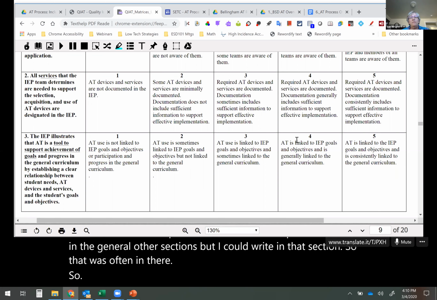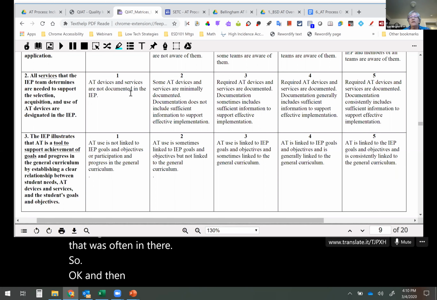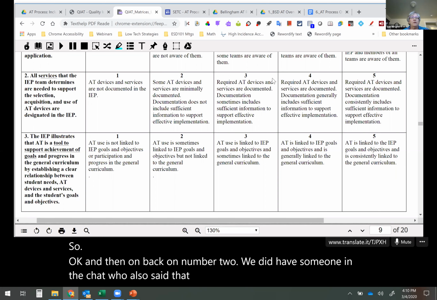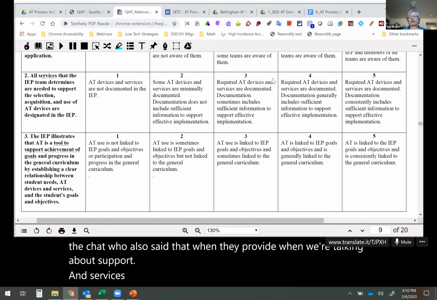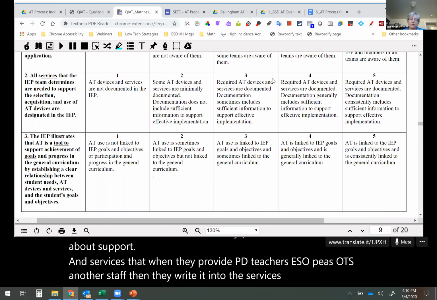Okay. And then back on number 2, we did have someone in the chat who also said that when we're talking about support and services, when they provide PD for teachers, SLPs, OTs, and other staff, then they write it into the services to be provided. So that again was in the services section.